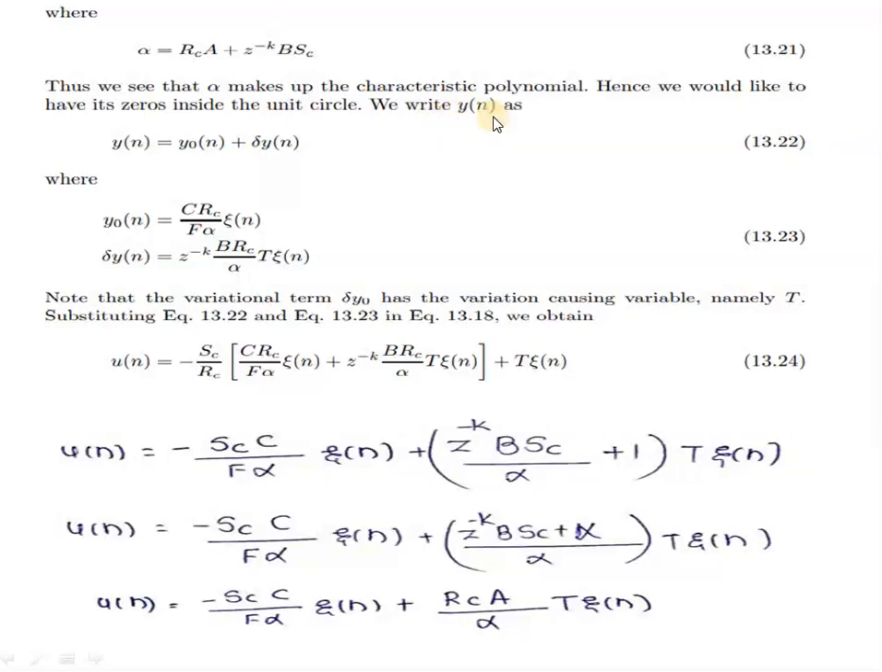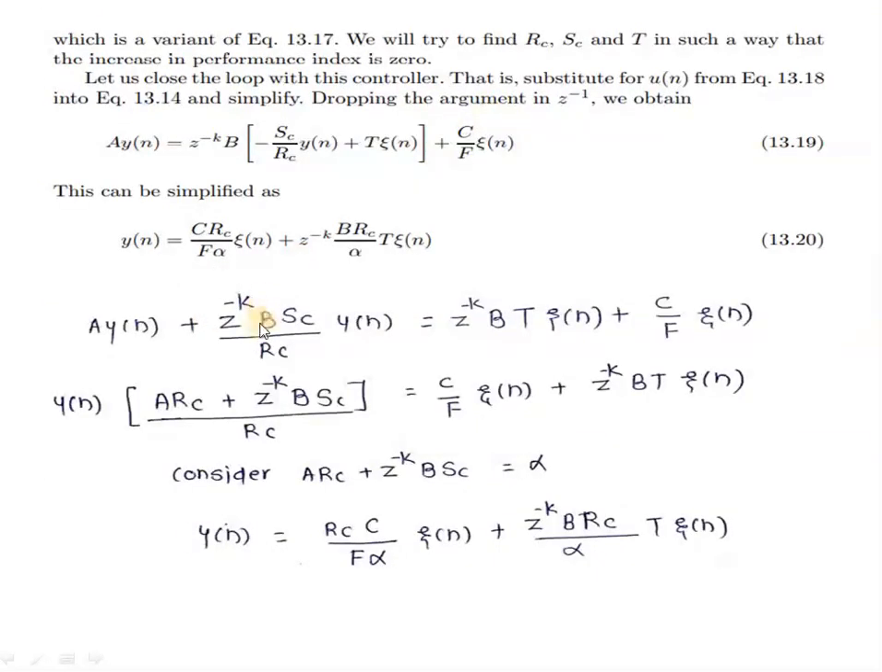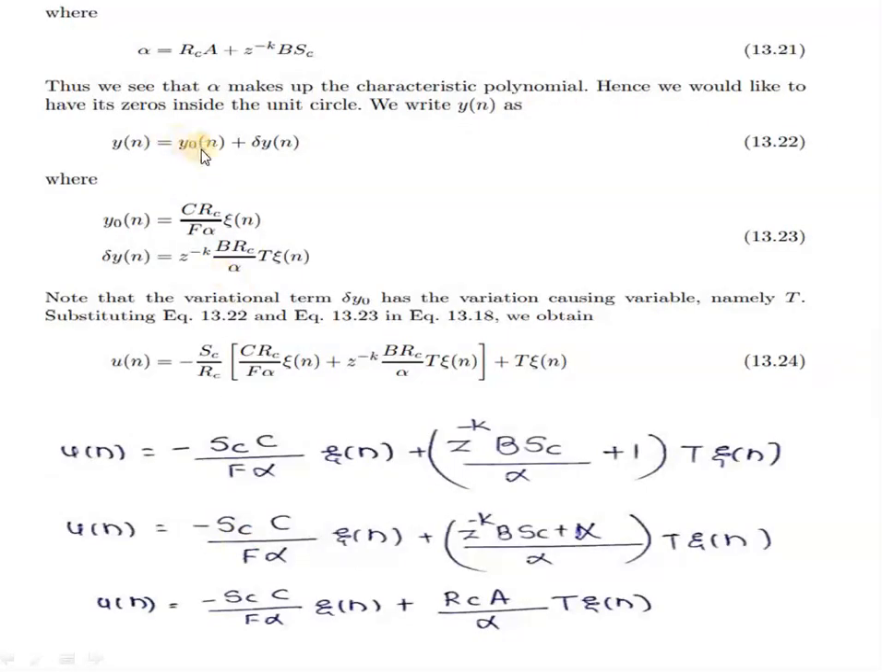Now we write the y of n as follows. We generalize this equation: y of n is equal to y0 of n plus delta y of n. What is meant by y0 of n and delta y of n? Here we have mentioned y0 of n is equal to c into RC divided by f into alpha into zeta of n. And delta y of n is z raised to minus k b into RC divided by alpha tau into zeta of n.